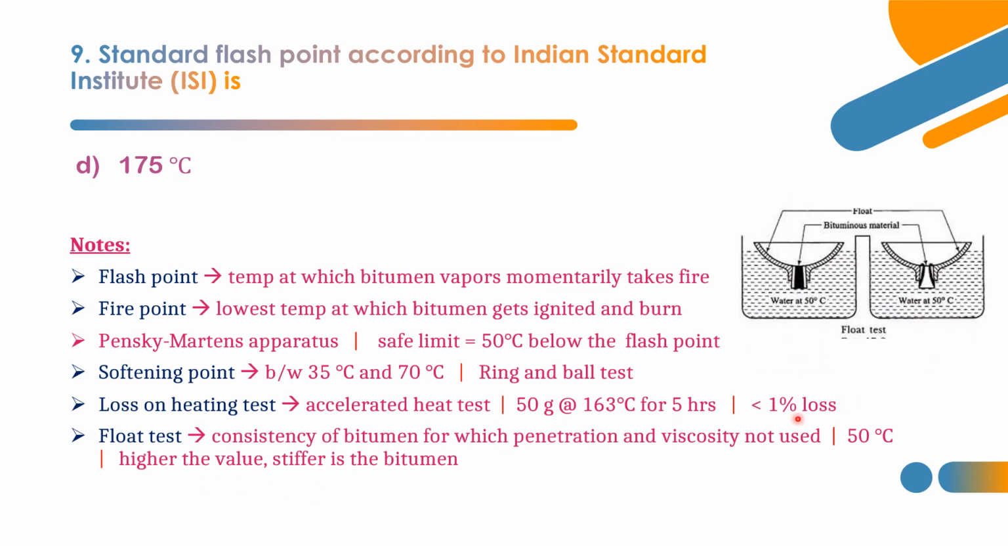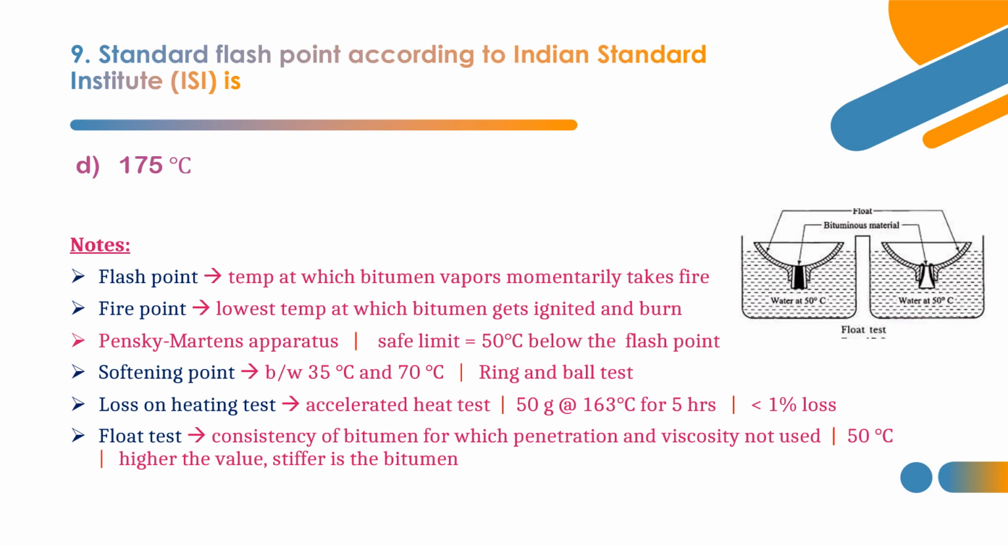And next is the float test. In the float test, the temperature is 50 degrees Celsius, and this test will be conducted when penetration and viscosity are not used for the bitumen. When we are not using the penetration value and viscosity value, then we can go for the float test to test the consistency. So the higher the value of the float test, the stiffer is the bitumen. That is the basic idea behind the float test. So these are some bitumen tests.